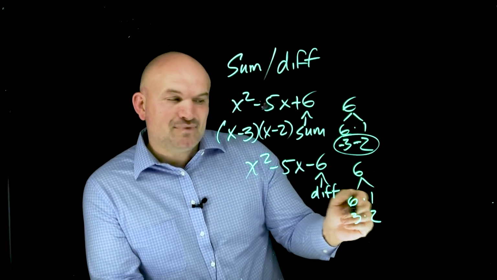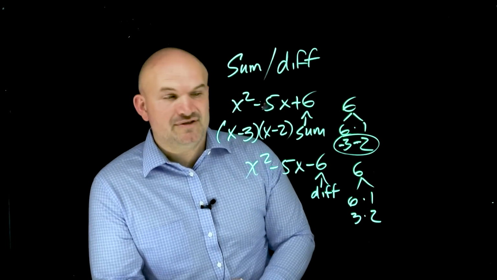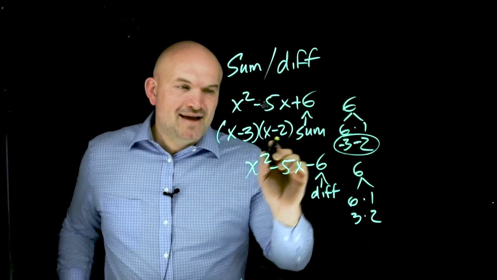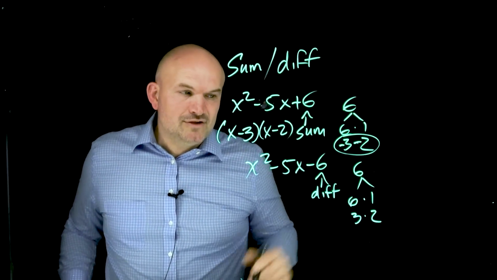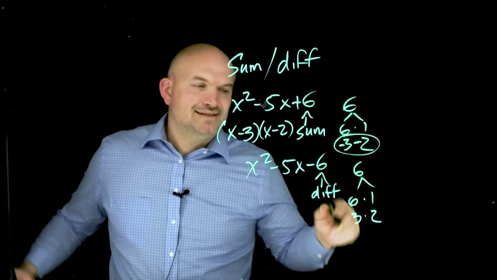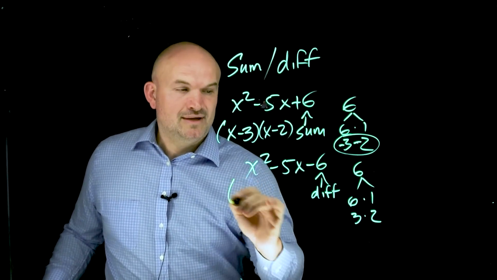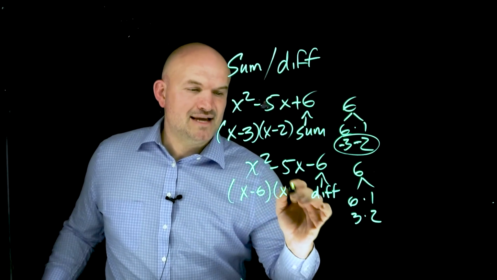So you see, 3 and 1, that doesn't work. Those have a difference of 1. 6 and 1, though, that has a difference of 5. So we got it. However, you're right. We need to make this negative. So should it be negative 6 and 1 or 6 and negative 1? Yes, the answer should be negative 6 and positive 1. So the factored form of this problem is going to be x minus 6 times x plus 1.